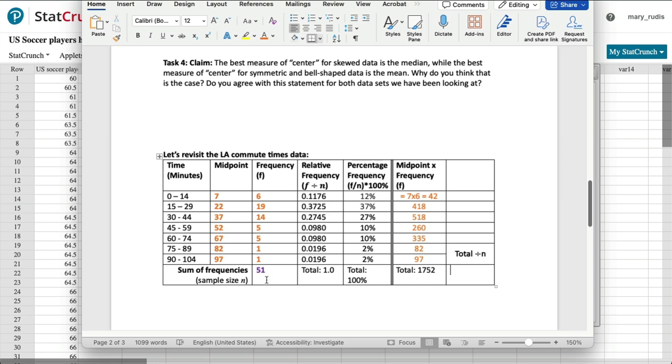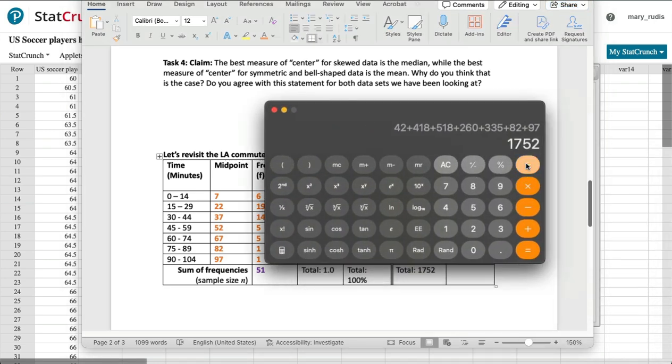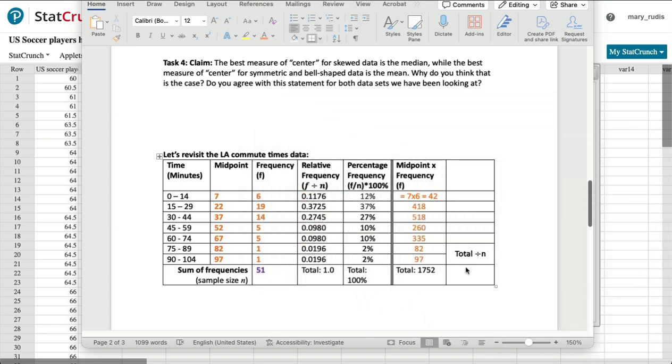So n, the lowercase letter n, that is the sum of all of our frequencies, remember. So that's our sample size. The sample size was 51. So I'm going to take 1,752 and divide by 51. And let's round it to the nearest hundredth. So this is going to be 34.35. 34.35.